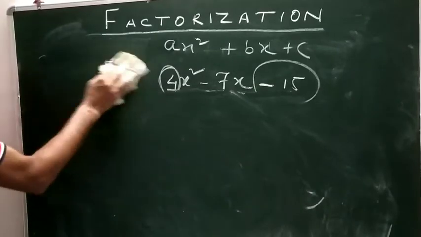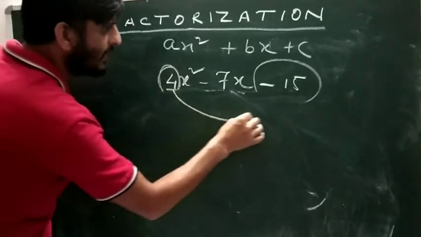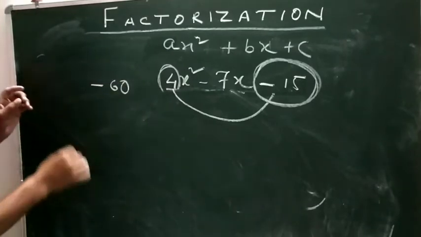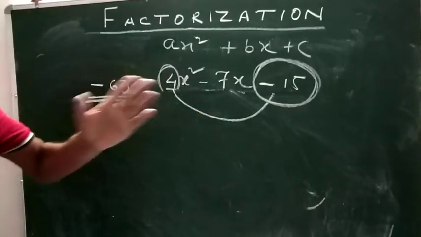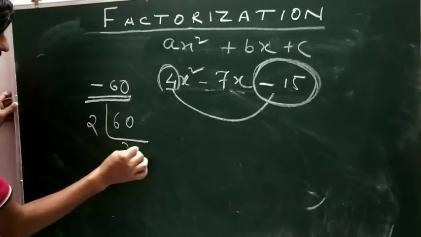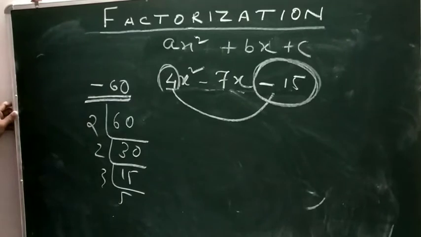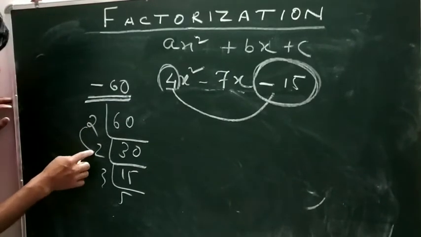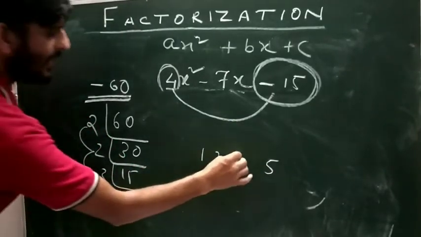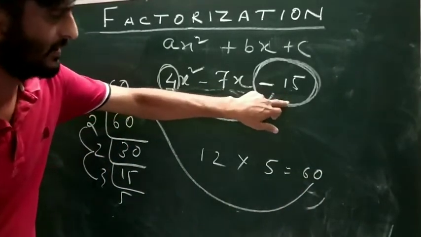That means you cannot take this type of result. So what do you have to do? You have to prepare the result on your own. Here we have done 4 multiplied with this minus 15, and the result is minus 60. That means we need minus 60 as a product of two numbers. Then we got the prime factorization of 60: 2, 2, 3, 5. So we took 2 times 2 is 4, 4 times 3 is 12, and 12 into 5 is 60. But we need the result minus 60, 4 multiplied with minus 15. So what will we do?